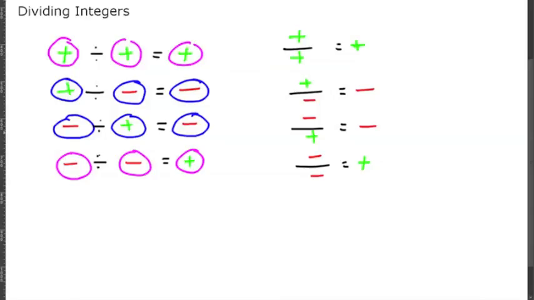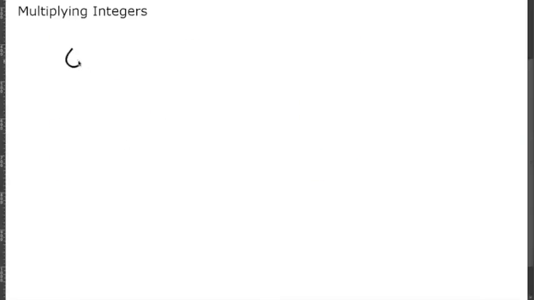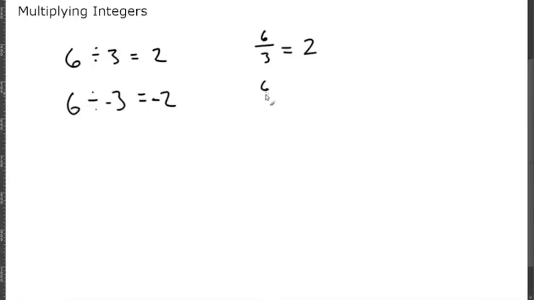So let's look at a couple examples. If we have 6 divided by 3, we know that a positive divided by a positive will give us a positive number, and that's going to be equal to 2. So in fraction form, 6 over 3 will give us a positive 2. Now 6 divided by a negative 3, we know that that's going to give us a negative answer because it's a positive divided by a negative and they're opposite signs. And 6 divided by 3 is 2, so it's going to be negative 2. So 6 over negative 3 is going to give us negative 2.